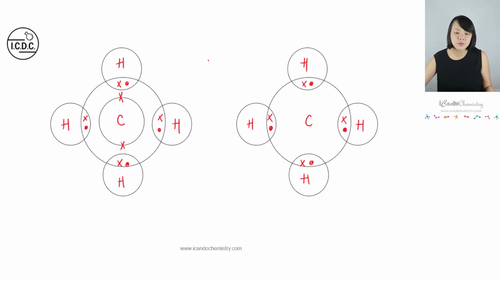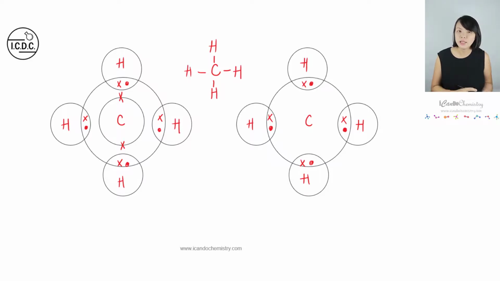For the structural formula, again, there will be 1 carbon and 4 hydrogen, and between carbon and each of the hydrogen, a single bond is formed. 1 single bond represents the sharing of 2 electrons. In fact, this is particularly important when you do organic chemistry. In organic chemistry, you very often need to write down the structural formula of organic compounds. A very good way to determine whether or not you have drawn the correct structure is to count the number of bonds.